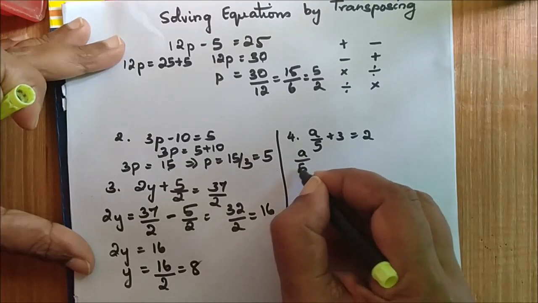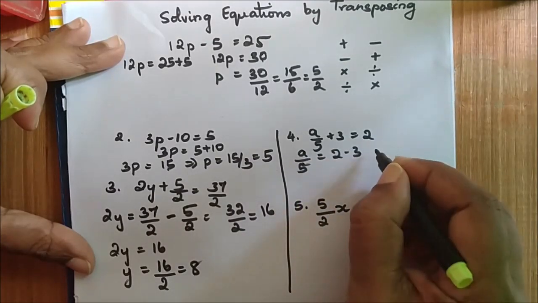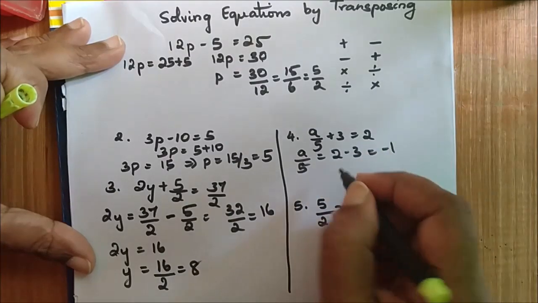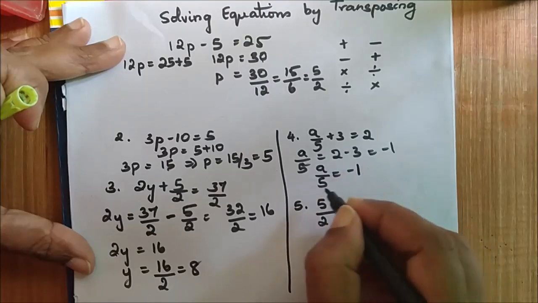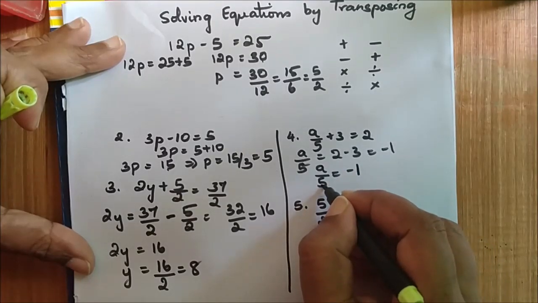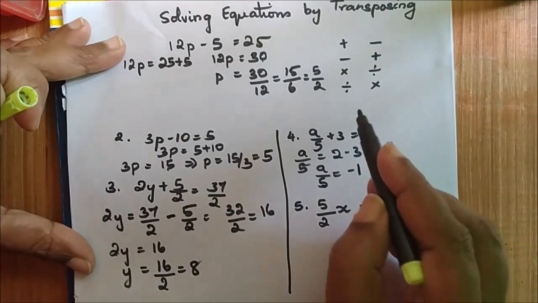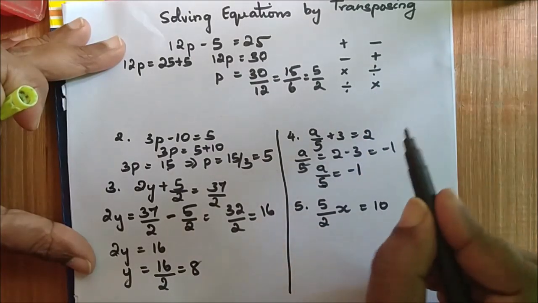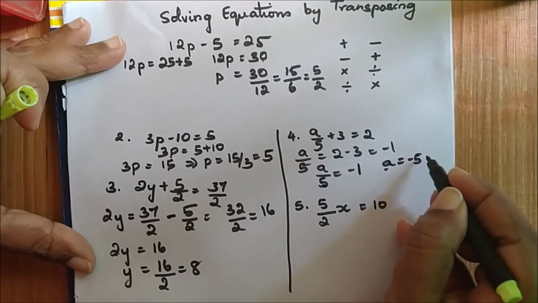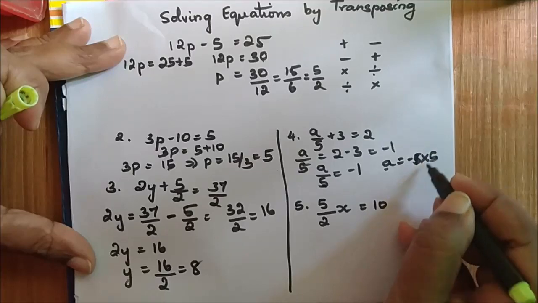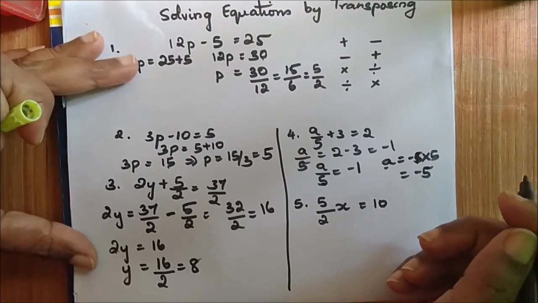Similarly we'll solve this problem. A by 5, when I take my 3 to the other side, it becomes 2 minus 3, which is equal to minus 1. So it is a by 5 is equals to minus 1. I will take my 5. 5 is divisible here, but when 5 goes to the other side, it will become multiply. I told you, division becomes multiplication. So a is equals to minus 1 into 5, which is equals to minus 5. Okay. I hope you understood this.